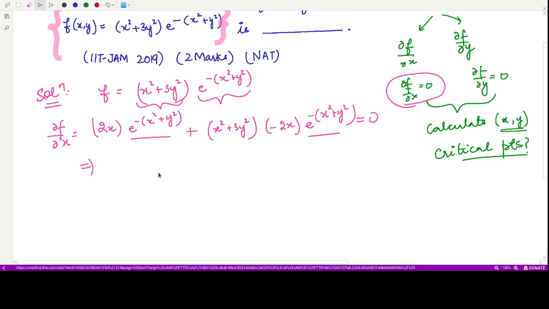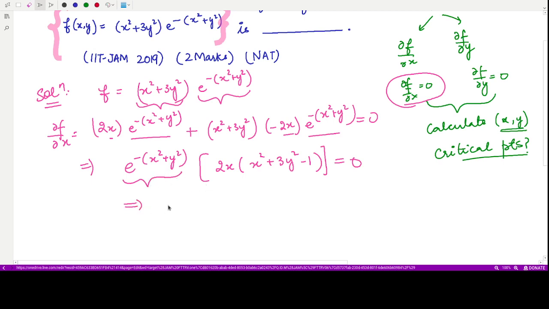So when you substitute this equal to 0, let me rearrange that. I can take this e to the power minus x square plus y square term as common. I'll be left with 2x multiplied by, here also I have 2x, so I'll be left with x square plus 3y square minus 1 is equal to 0. Now this exponential term cannot be 0 because this is a positive function. So you only have either x is equal to 0 or x square plus 3y square minus 1 is equal to 0. These are the two possible cases. Let me mark this by first and this by second, right?